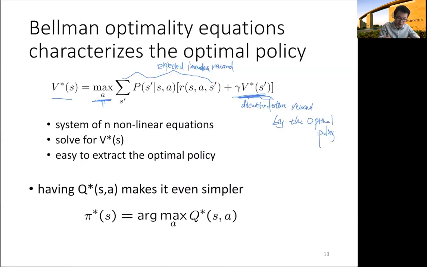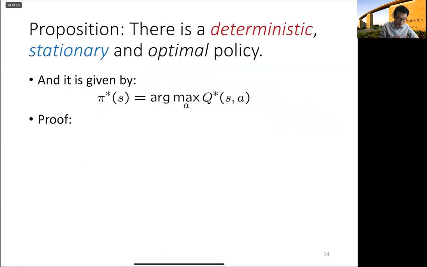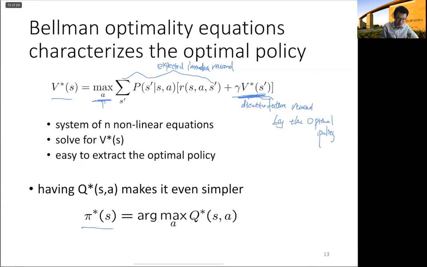Then in order to compute what this V star function is, it suffices to consider a system of nonlinear equations like this. So you have S equations here, and it's nonlinear because you have this maximization operator there. But if we can solve these nonlinear equations, then we are able to identify what this V star function is. And with the V star function, it is easy to extract the optimal policy by simply converting it to the Q star function and then taking the argmax.